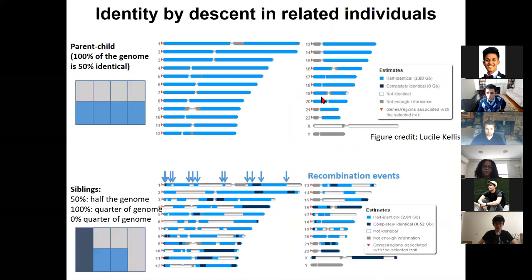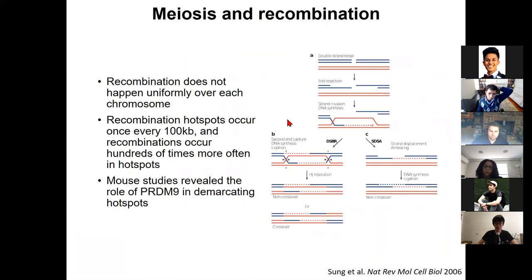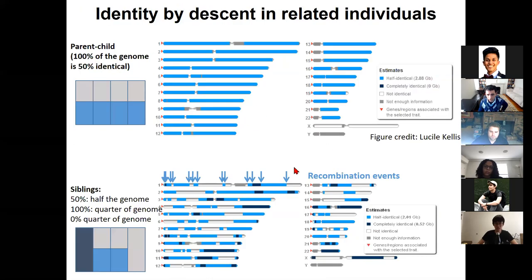Okay, so notice that there's a very small number of these events. The reason is that to line up your chromosomes, you have a very small number of spots where you need to align them. And the reason for not having more is that double-stranded breaks can lead to damage. Double-stranded breaks can wreak havoc on the DNA. So recombination does not happen uniformly over each chromosome. Yes, there's a very small number of events between my brother and me, and between any siblings and between every generation.